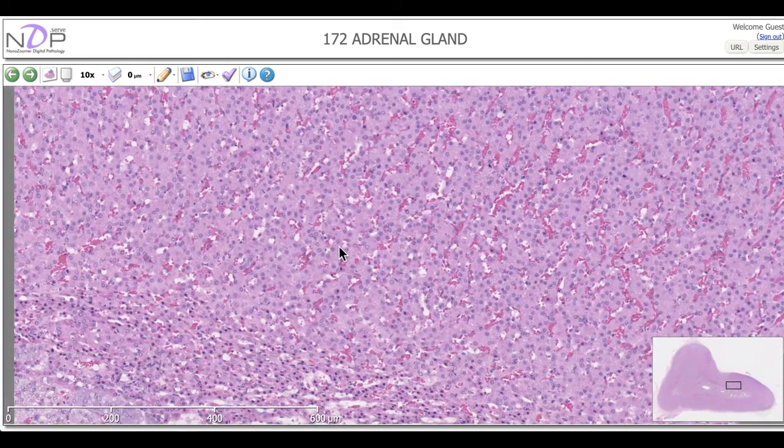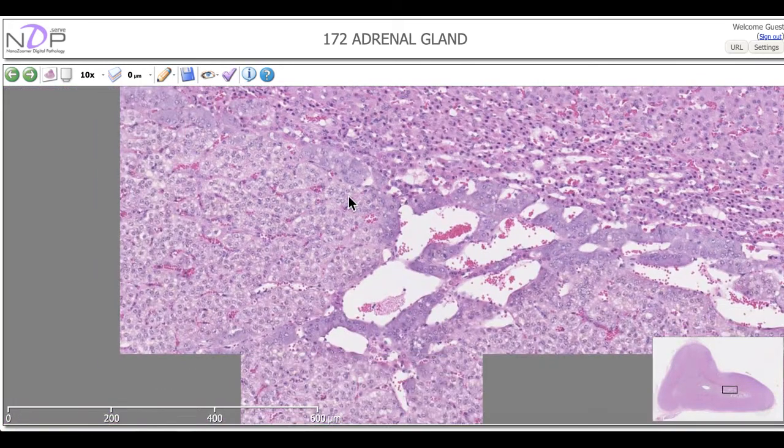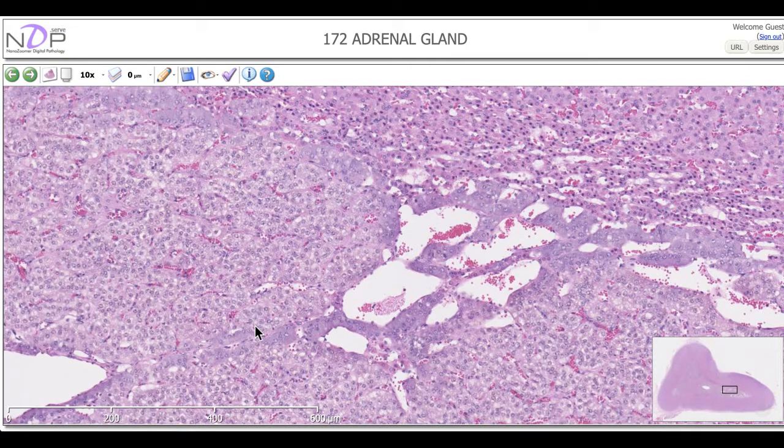Okay, the arrangement is obvious, but if we go to this area here, we can see the difference between this area and this area, and also this area. This is the zona reticularis, whereas inside this area we have the medulla. Again, we have cords of cells, and between these cords of cells we have the blood sinusoids.